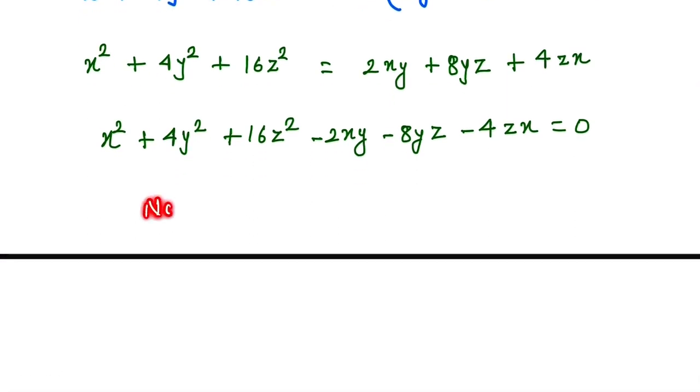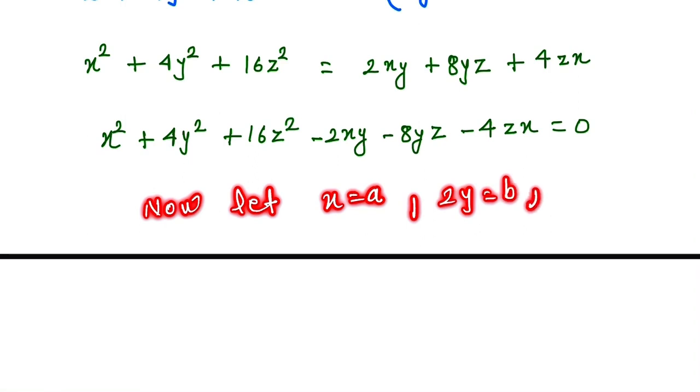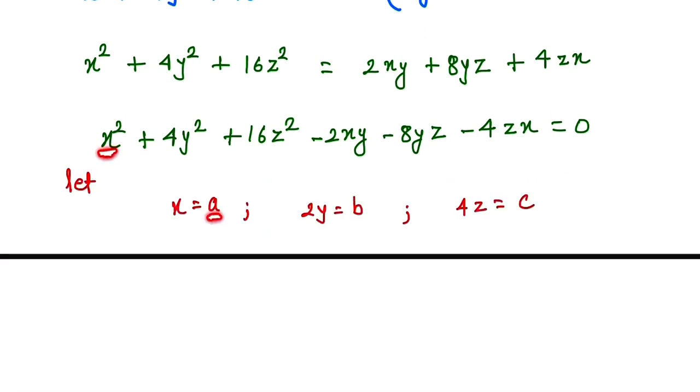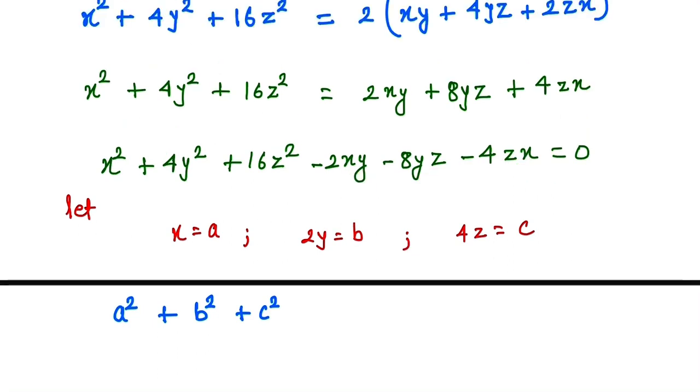Here we let x is equal to a, 2y is equal to b, and 4z is equal to c. Now we put the values. x is a, 4y square is 2y into 2y, which means b square, and here is c square. So a square plus b square plus c square, and 2xy is 2ab, because 2y is b and x is a, minus bc minus ca is equal to 0.